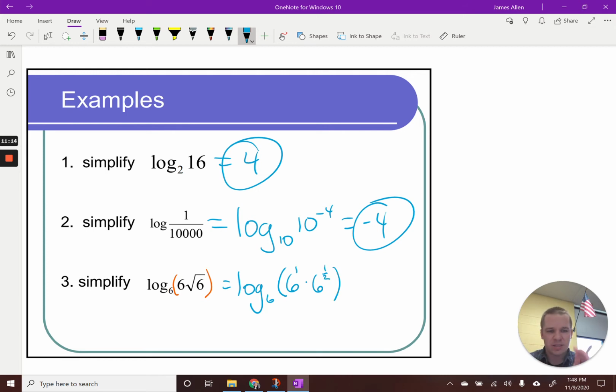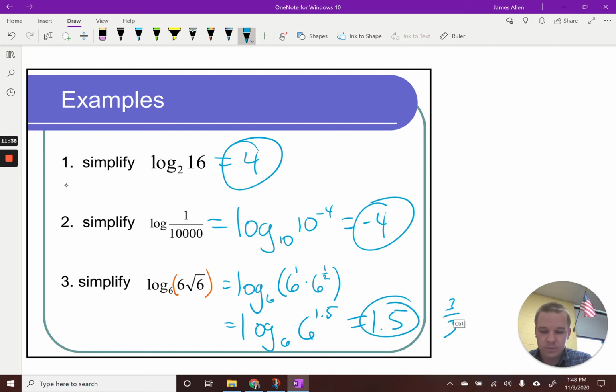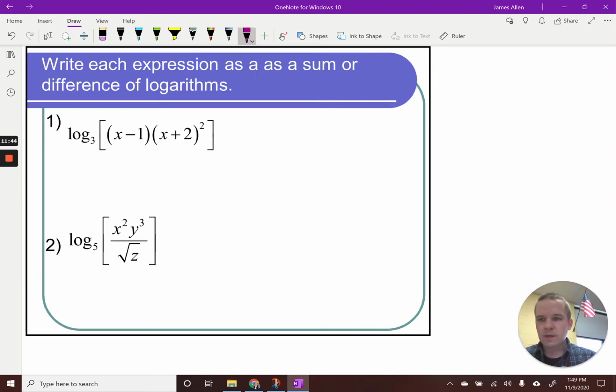If I have like bases of 6, what can I do with those exponents? I can add them, right? So I get 1.5 or 3/2. So if I have that, I once again use that same property from above and get 1.5. Or you could say 3/2. Either one of those is fine. Cool? Awesome. Moving on.